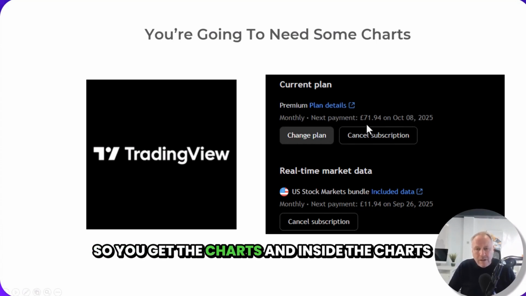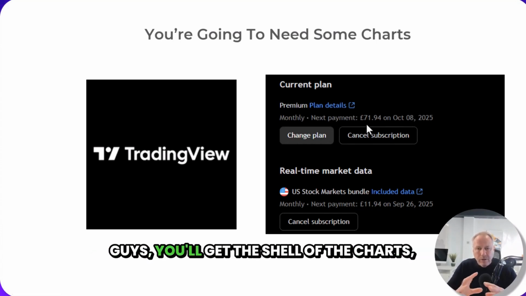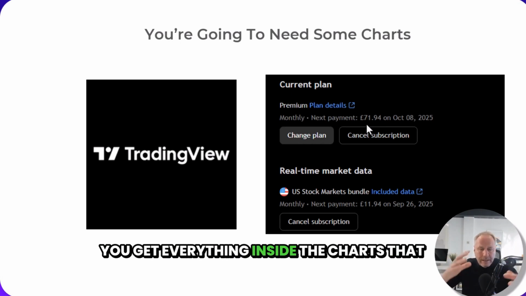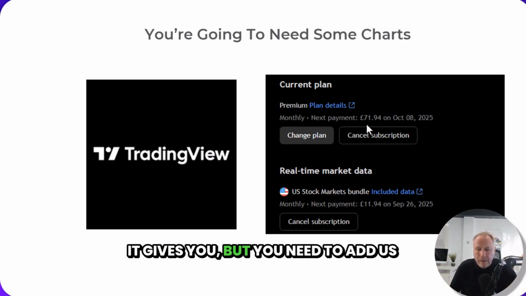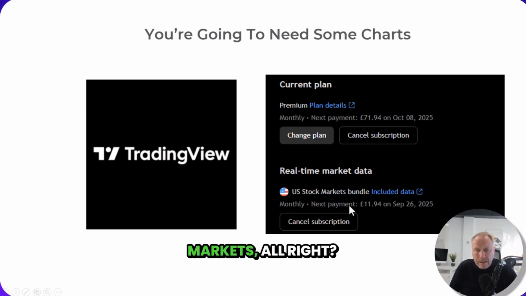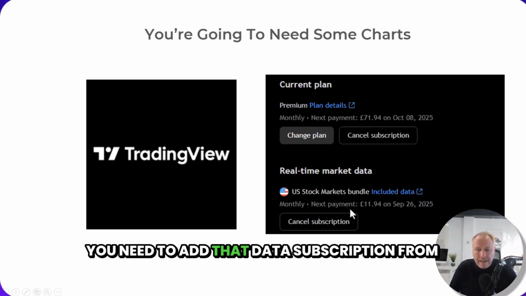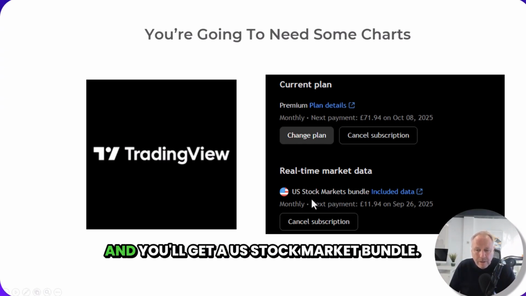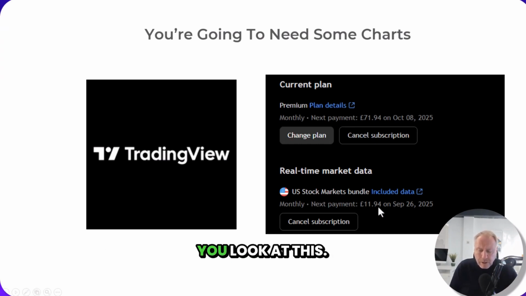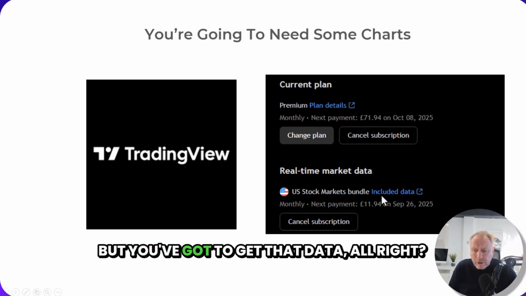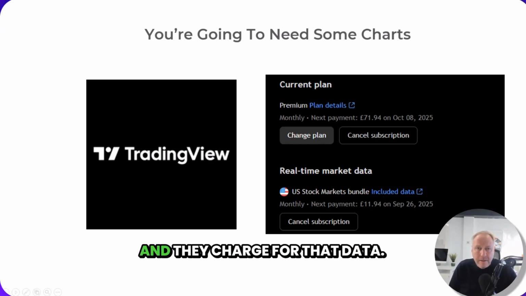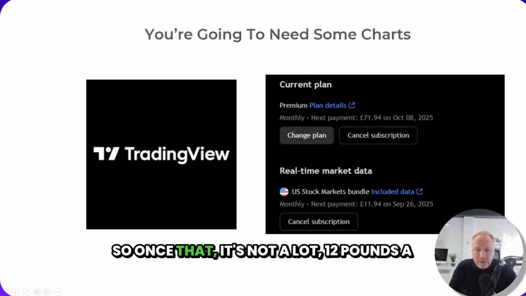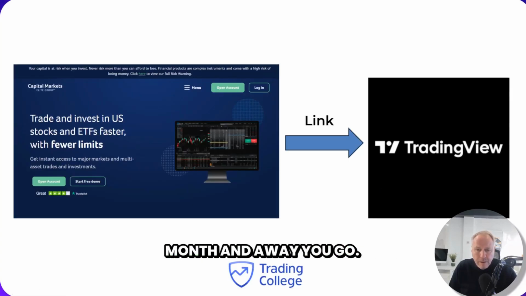So you get the charts, and inside the charts you'll get the shell of the charts. You get everything inside the charts that it gives you, but you need to add US markets. You need to add that data subscription from the exchange, and you're getting a US stock market bundle. It might be a different price by the time you look at this, I don't know, but you've got to get that data, and they charge for that data. It's not a lot, £12 a month, and away you go.